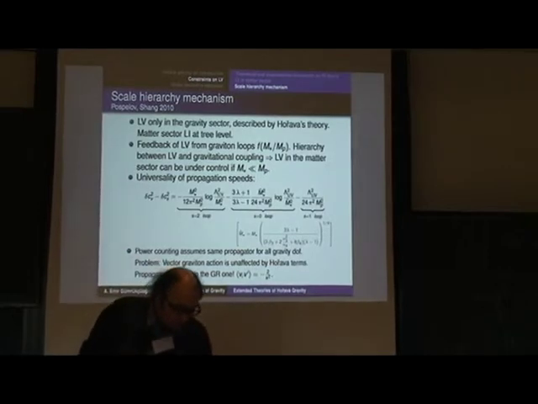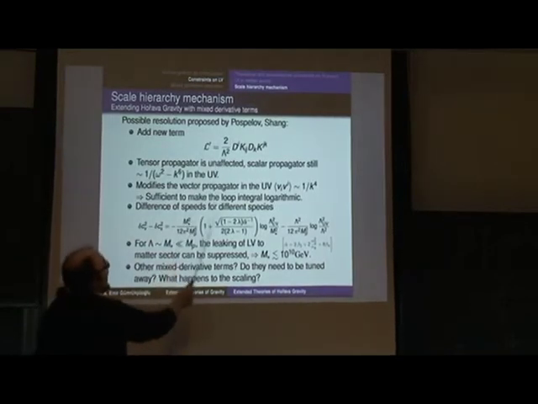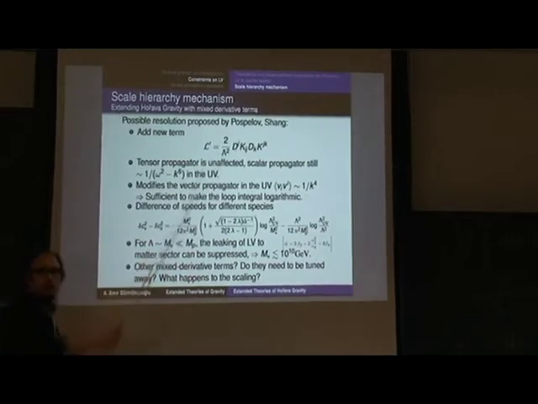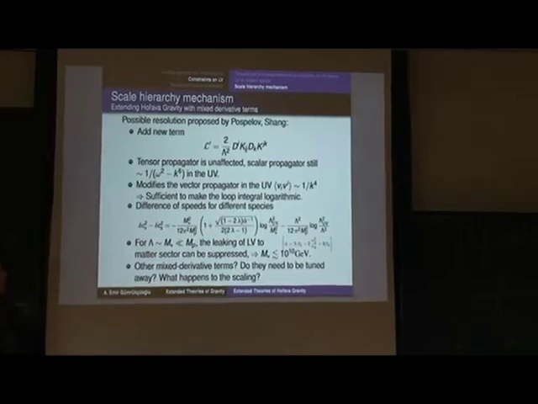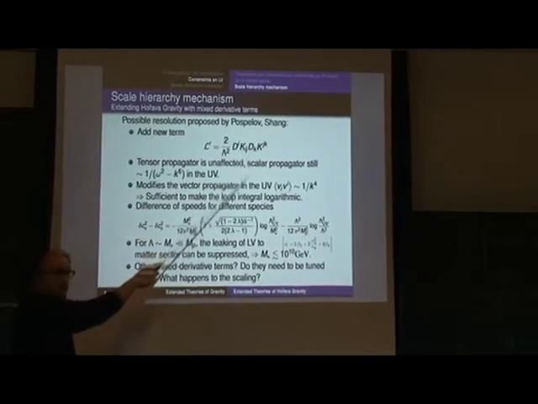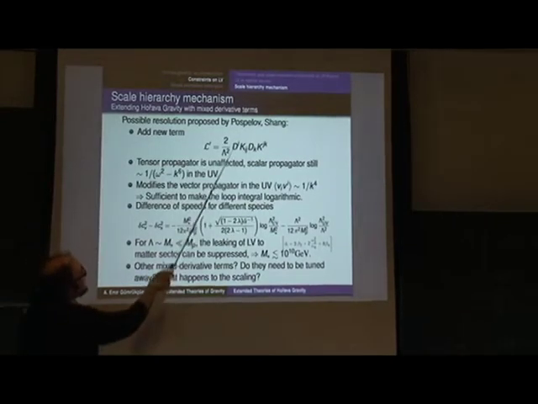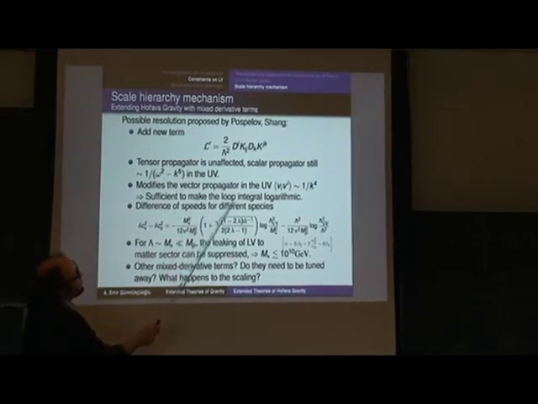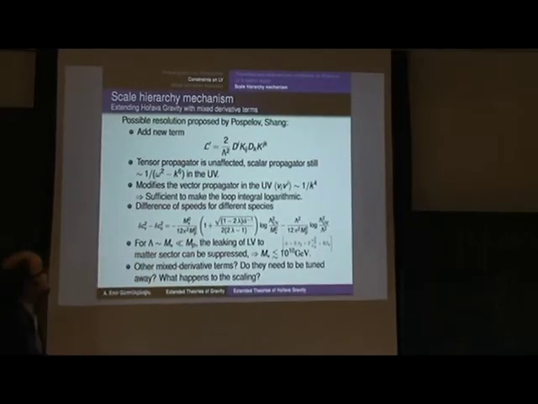And they also suggested a resolution for this. And the suggestion was to add some new term, which is normally excluded because you're only including up to 6-dimensional operators. So if you look at this, this has 2 time derivatives and 2 spatial derivatives. But they found that actually this doesn't affect the tensor propagator at all. And the scalar propagator is modified, but its UV behavior is still like k to the 6. On the other hand, this is affecting the vector mode. So instead of going as 1 over k squared, the propagator goes like 1 over k to the 4th. And they found that this is actually sufficient to make the loop integral logarithmic.